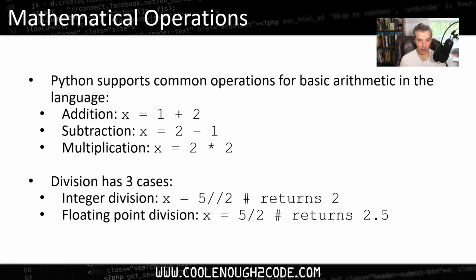This is one of the most commonly used operations for division because people want that decimal represented, so they will use floating point division even though they're dealing with integers, and that is going to result in some kind of result that you would expect here, 2.5.